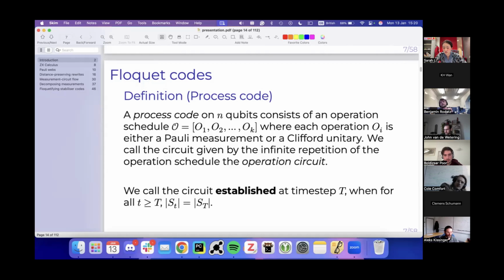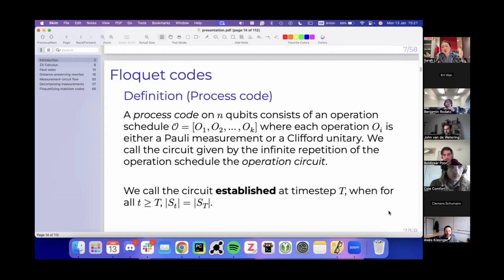But more generally, the question of when we consider two of these process codes to be equivalent is a very interesting question that I think people have thought about, but it's slightly separate to the work that we're doing here. But it is an interesting question.